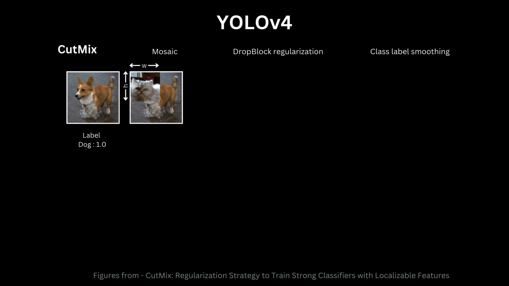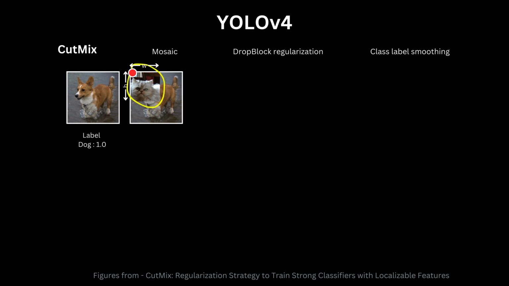We decide what would be our overlaid region's width and height and the starting point of our overlaid region. Then for pixels belonging to that region, we simply overlay the pixels of a different image onto this one. The ground truth label in Cutmix is now mixed proportionally according to the area of patches.